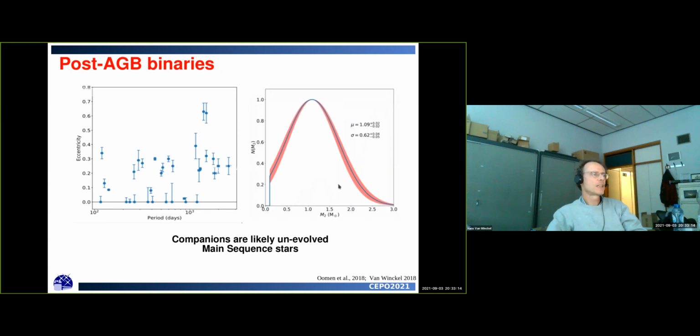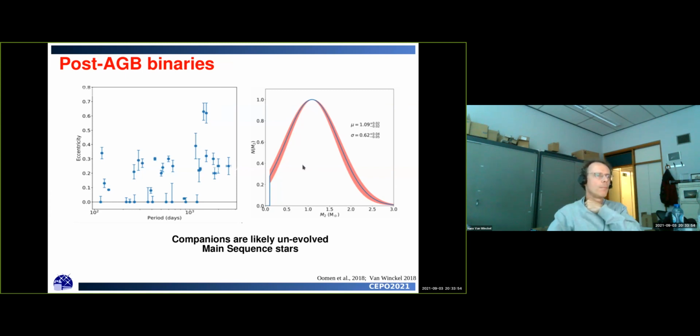Having a lot of systems helps to do some statistical analysis. And here again, the period-eccentricity diagram. M2 is of course determined by the inclination. We have the mass function because they're single-line spectroscopic binaries, but by using the statistical properties of the inclination distribution on the sky, you can get a good estimate of the distribution of the companion mass. That peaks around 1 solar mass, but we go down to a few tenths of a solar mass, up to 3 solar masses. So there is quite a wide spread of companion masses.